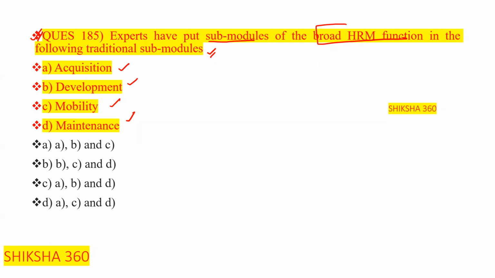We have already discussed this question when we discussed the chapter. The correct answer is option C, that is A, B and D: acquisition, development and maintenance. Now let's move to the next question.